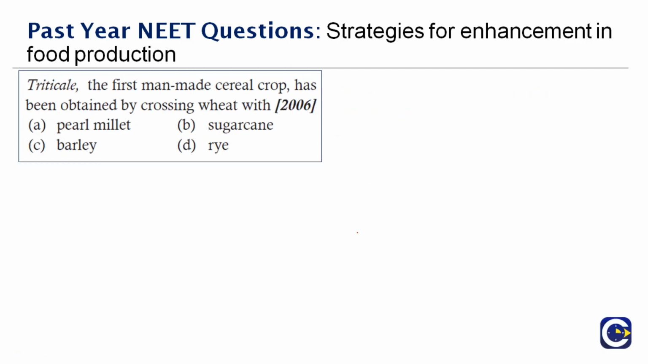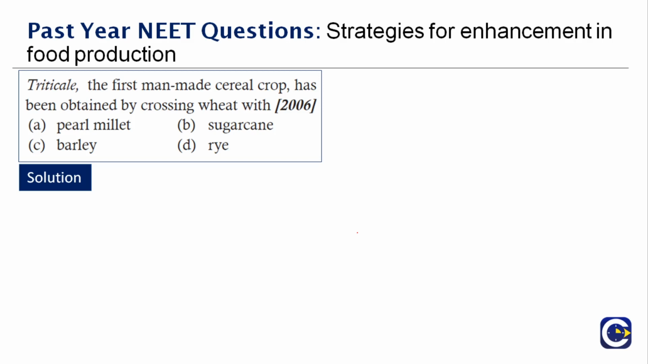Next question here. Triticale, the first man-made cereal crop, has been obtained by crossing wheat with dash. So this is a very easy question because we had this in a talk for a few days when this was actually started and which was actually done. So what is it actually? Any idea? What is it? It's rye. What is rye? Rye is actually a grass.